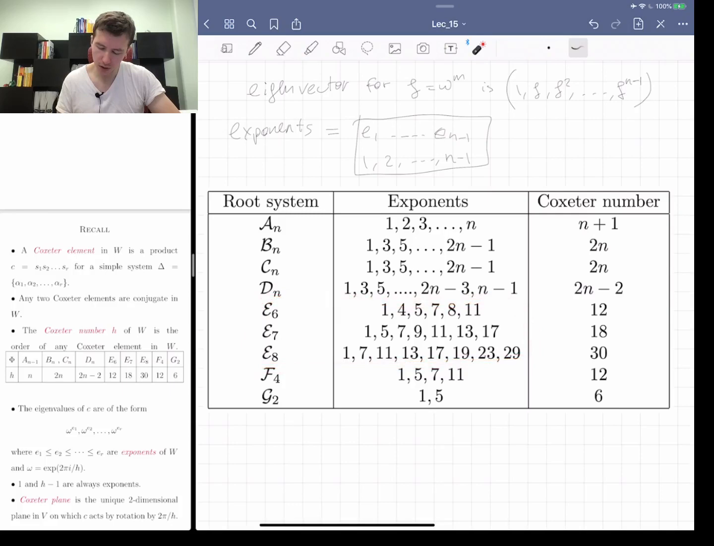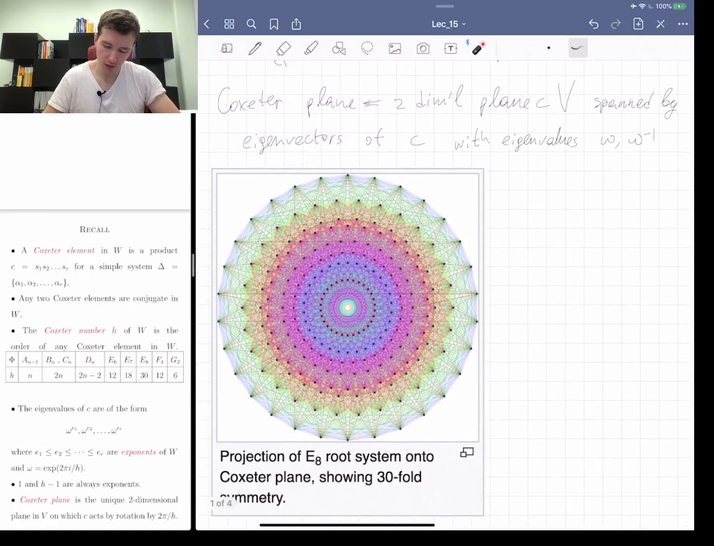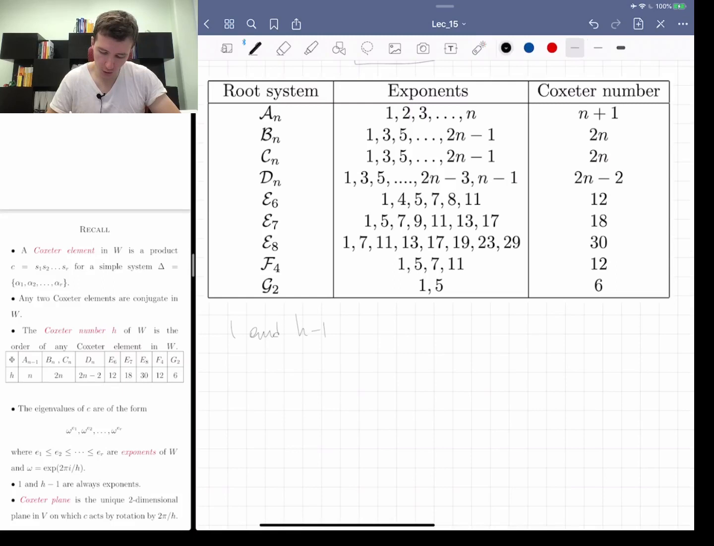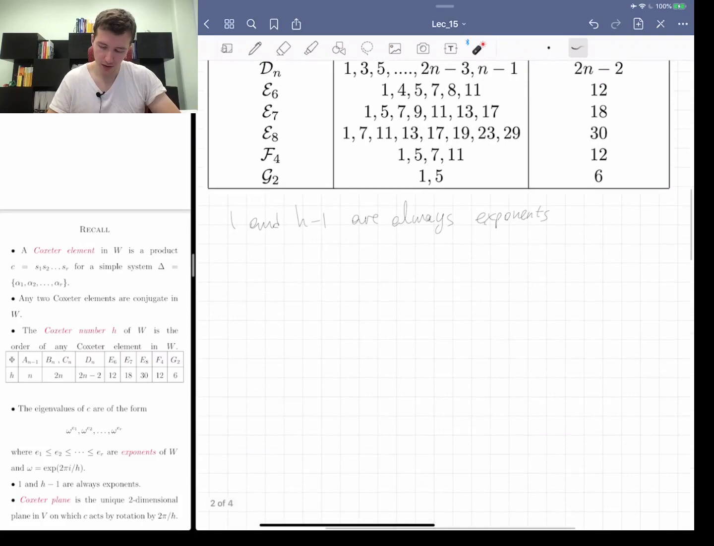But you can always see that, what did I tell you? Let me write it down again. 1 and h minus 1 are always exponents. So here, the Coxeter number h is n plus 1, and 1 and n are exponents. Here it's 2n, so 1 and 2n minus 1 are exponents. And for 12, you see 1 and 11. Coxeter number is 18, so you see 1 and 17. You always see, for 30, 1 and 29, and so on. And these are the two exponents that give you the above picture for E8.